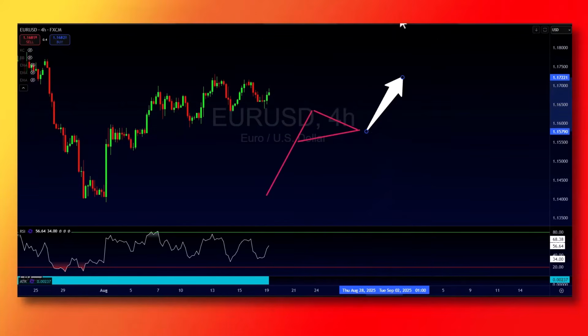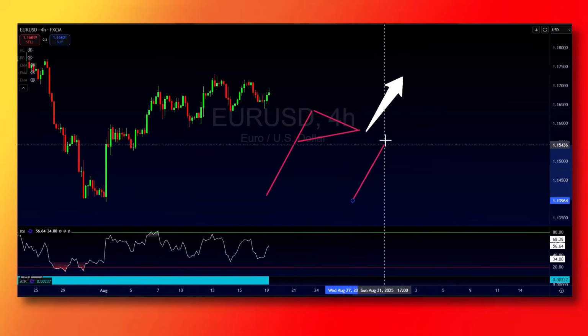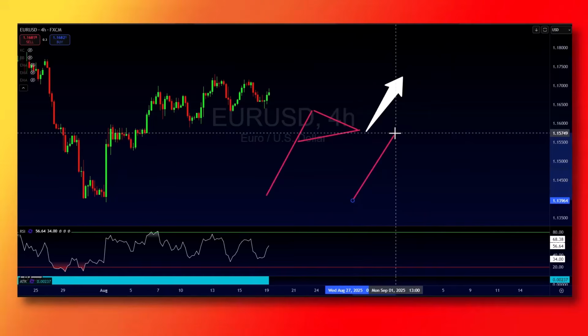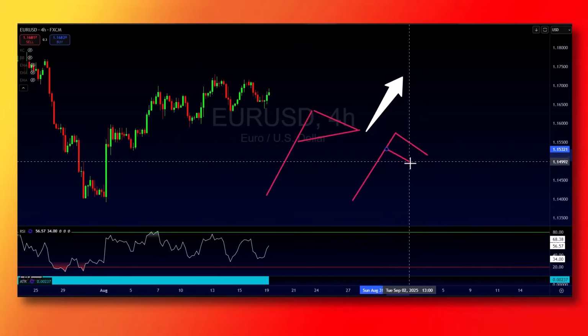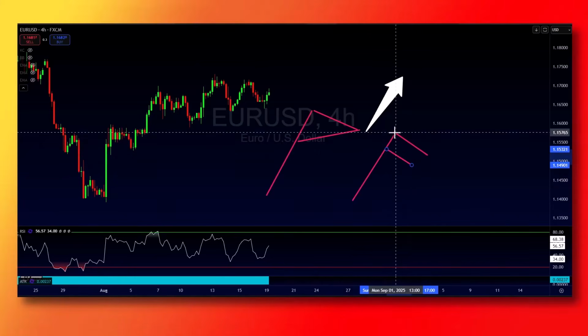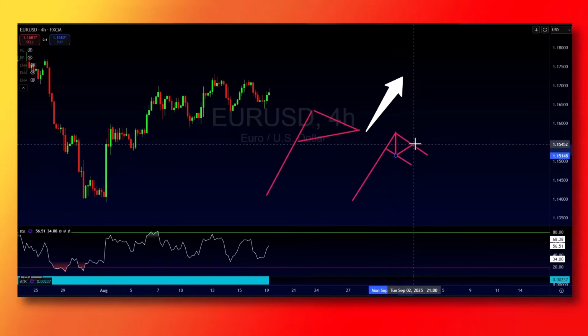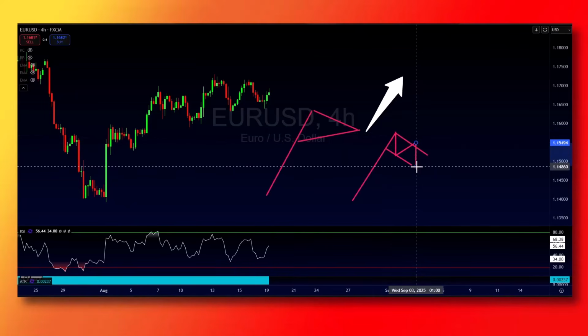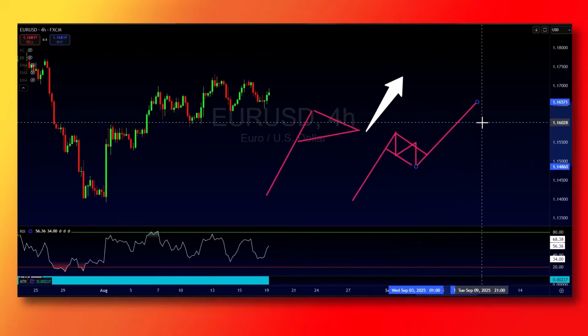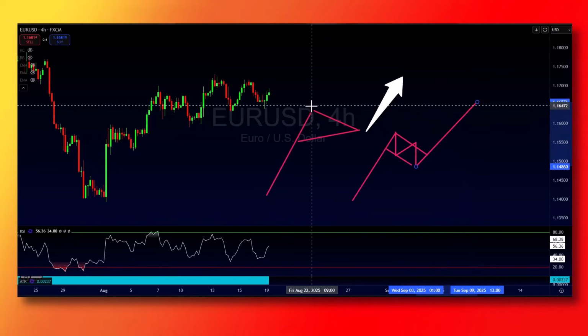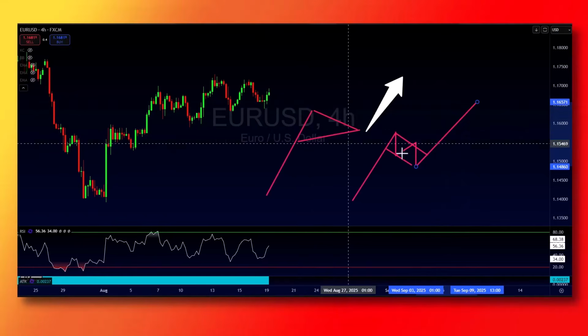So in these, same thing with flags, right? In general, these are continuation patterns, right? Price action is putting in a directional move. The flag or the pennant, this is just looked at as a what? Like it's pretty much a complex pullback before the move continues.